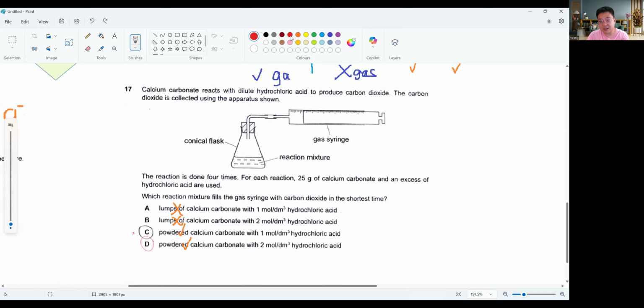The next thing that we want to look at is 1 mole dm cube or 2 mole dm cube, the concentration. Of course, the concentration must be higher. Let me show you all the difference between high and low concentration. Let me show you a photo so that you can see clearly.